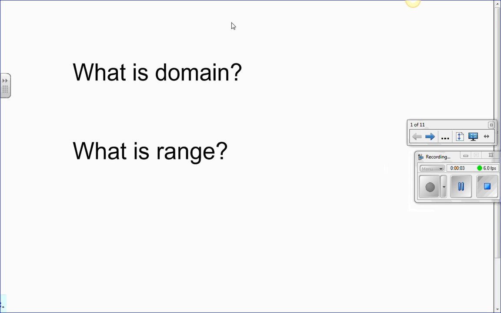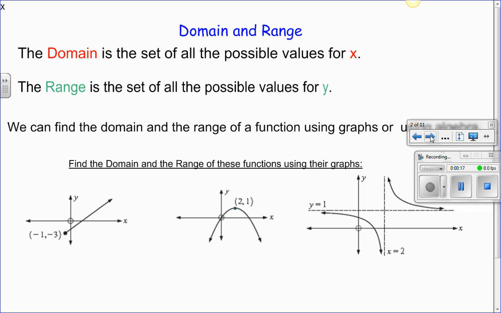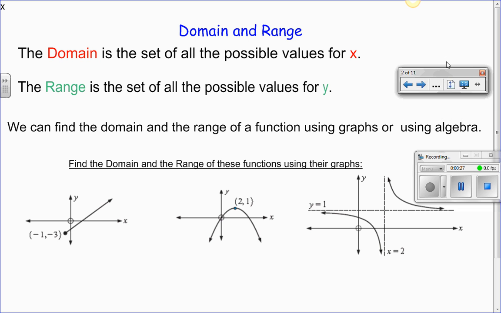Okay, great. So today we're going to look at domain and range. And the entire time, in your head, you should be thinking about, okay, what is domain? What is range? How do I determine these things? So domain is the set of all possible values for x of a function, and range is the set of all possible values of y for a function.